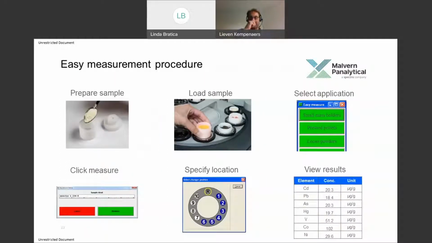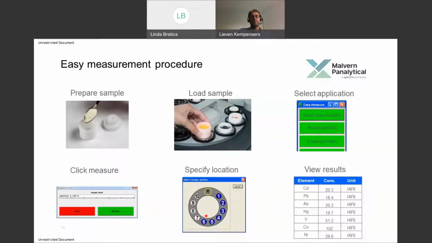And here are the different steps, from the left, to prepare your samples. This is how to measure, and this is the procedure. You prepare the sample in any way. You load it in the instrument. You select the application that is there. The instrument is calibrated. You type in the name of your sample. You push the green button, measure.